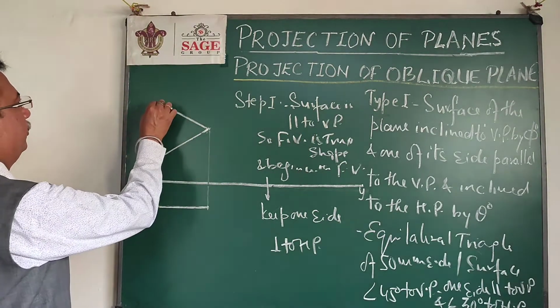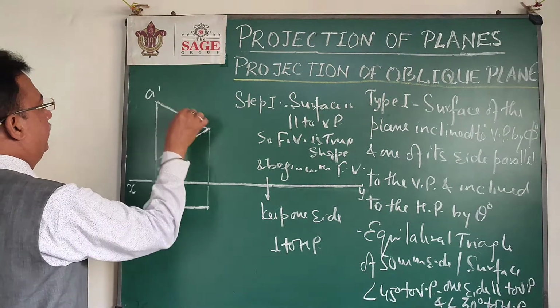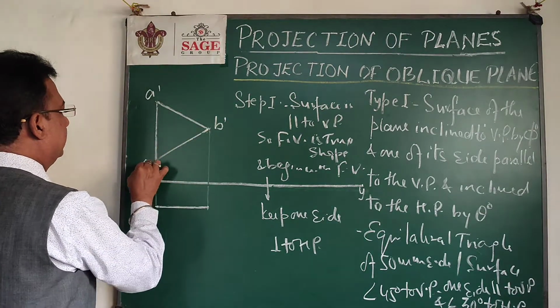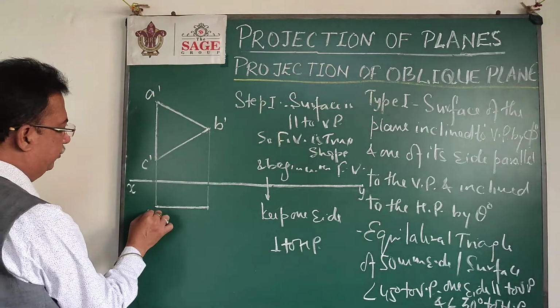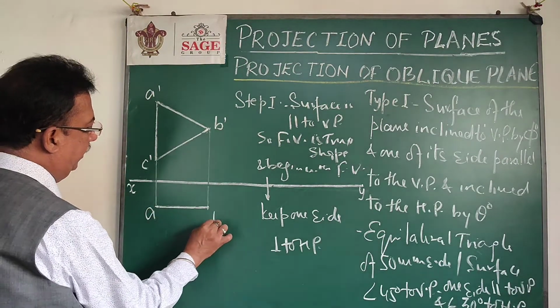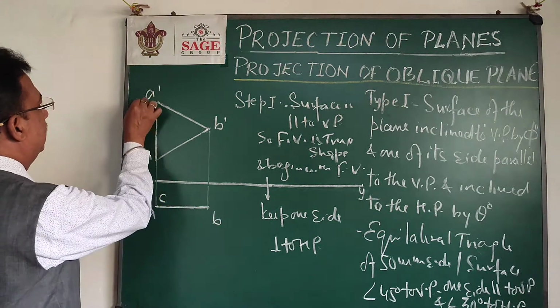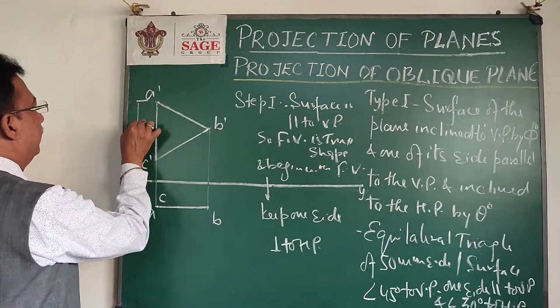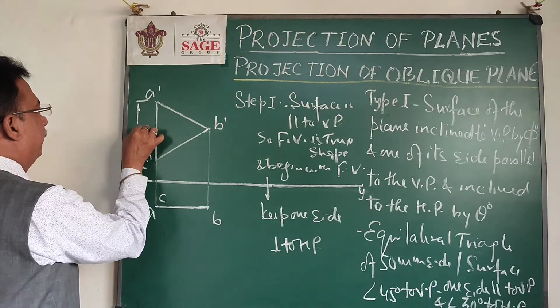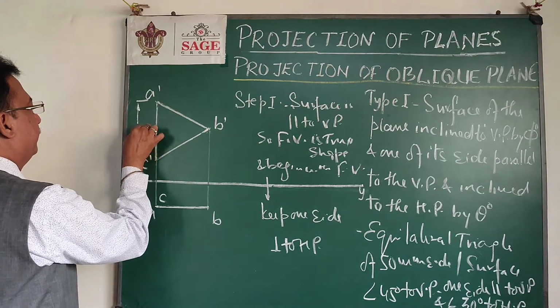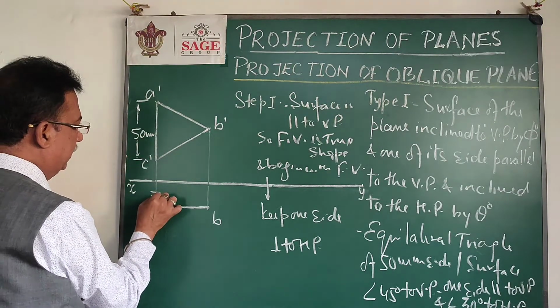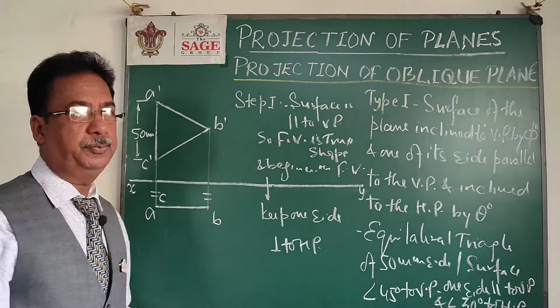This is the front view. Now I will name this A dash, this B dash, and this C dash. I will project the top view. So this will be A, B and C. This length will be 50 mm. This distance will be equal to this one, as this is parallel to VP.